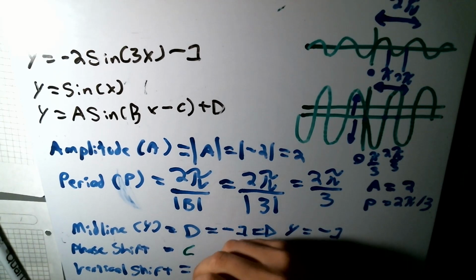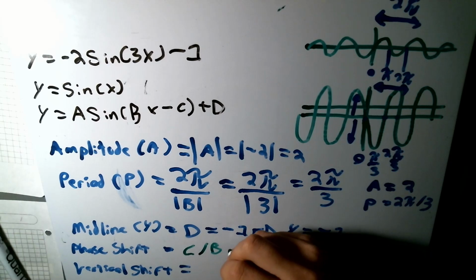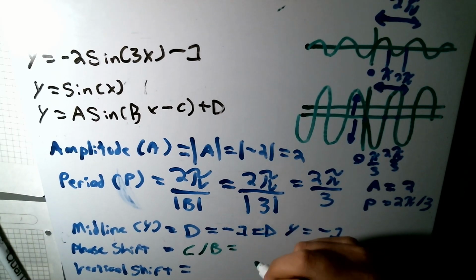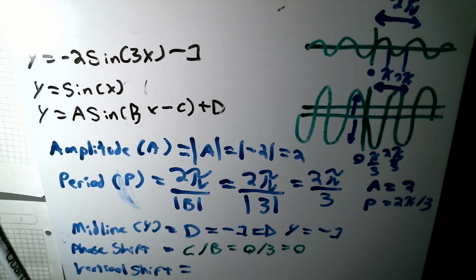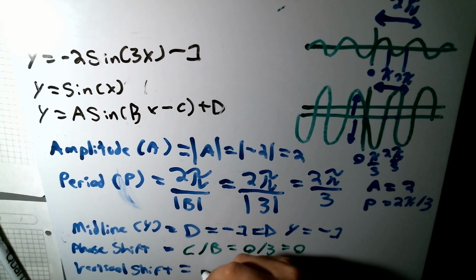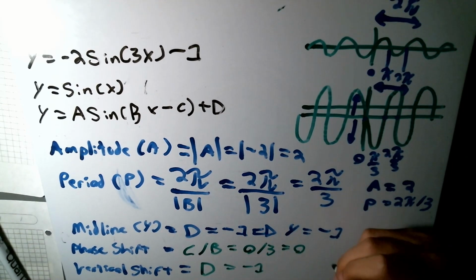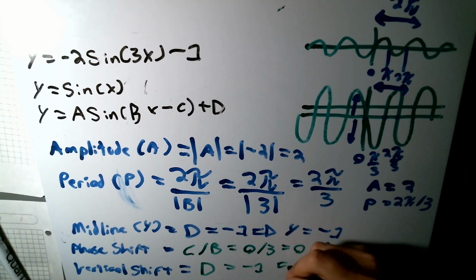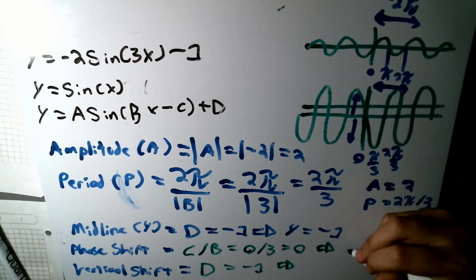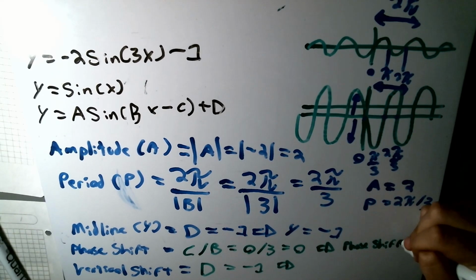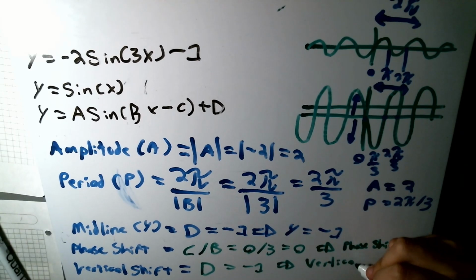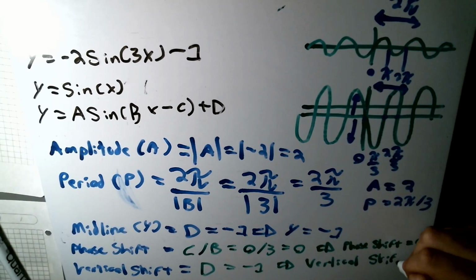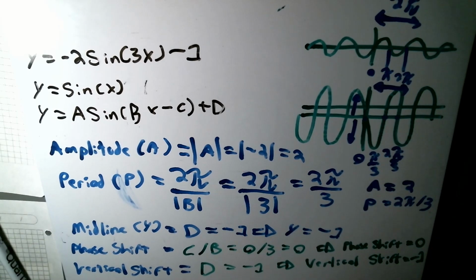C over B, which equals 0 over 3, which equals 0. So the phase shift equals 0, and the vertical shift equals D, which equals -1. Let's write these two down. Phase shift equals 0 and vertical shift equals -1.